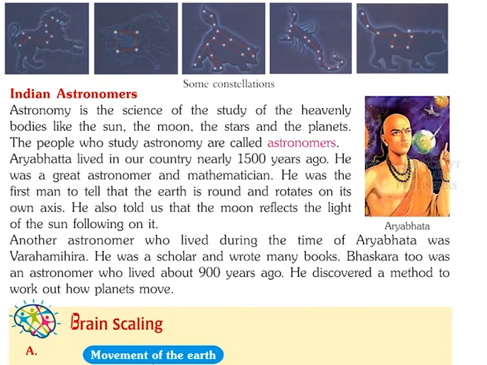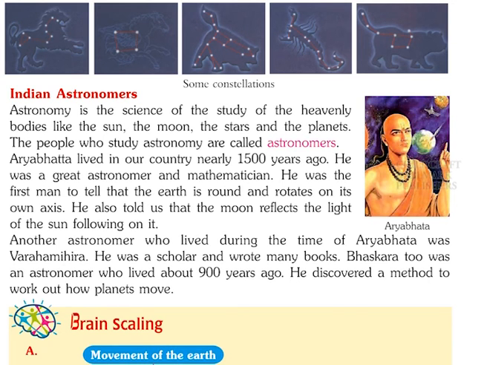Indian astronomers. Astronomy is the science of study of the heavenly bodies like the sun, the moon, the stars, and the planets. The people who study astronomy are called astronomers. Aryabhatta lived in our country nearly 1500 years ago. He was a great astronomer and mathematician. He was the first man to tell that the earth is round and rotates on its own axis. He also told us that the moon reflects the light of the sun falling on it.